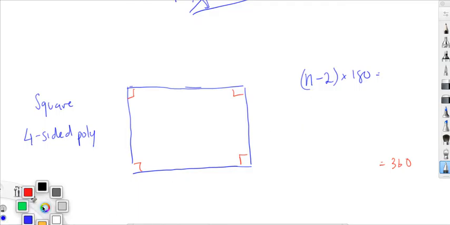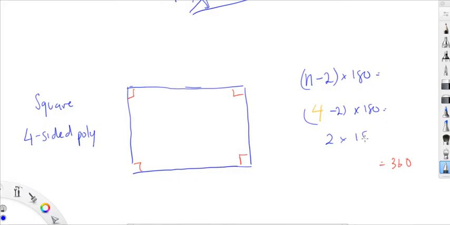So we take the number of sides, which is 4, minus 2, times 180, yeah, which is 2 times 180, and 2 times 180 degrees is 360 degrees. And that makes sense because 90 plus 90 plus 90 plus 90 equals 360 degrees. So the sum of internal angles of this polygon equals 360 degrees.